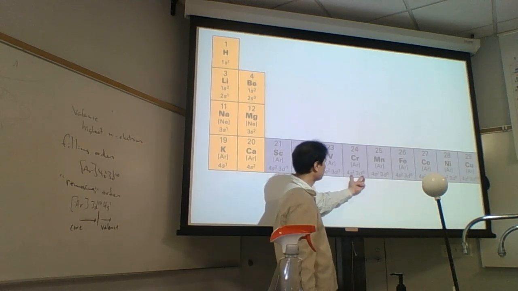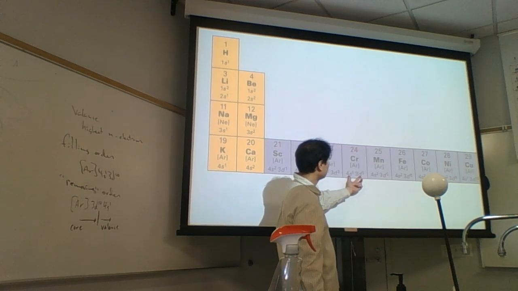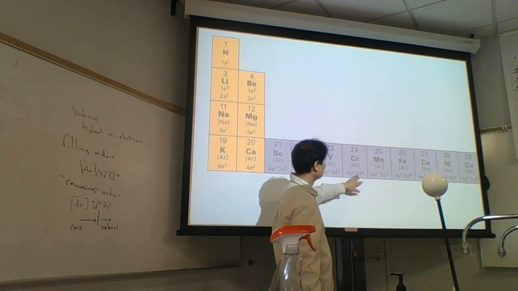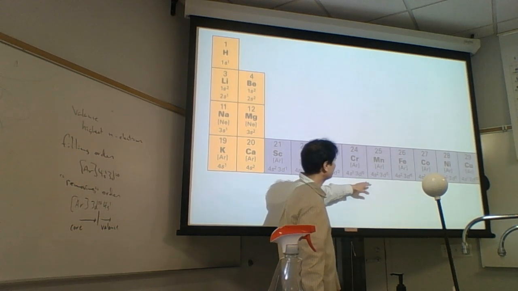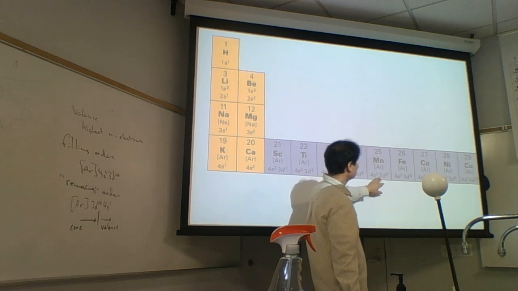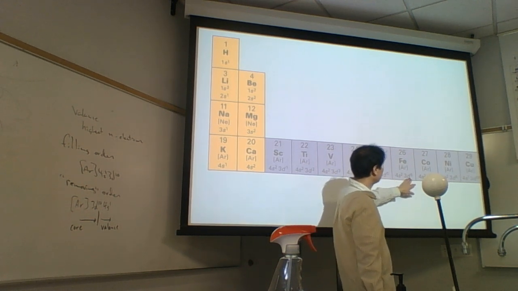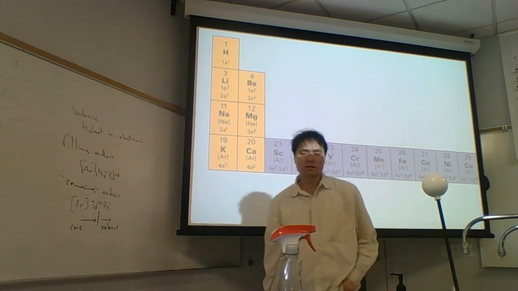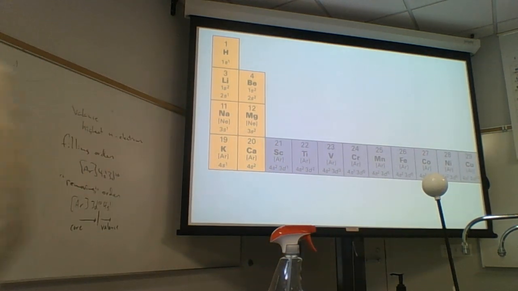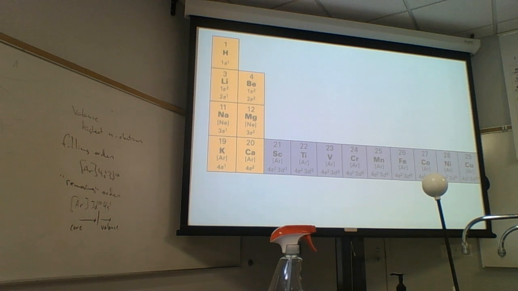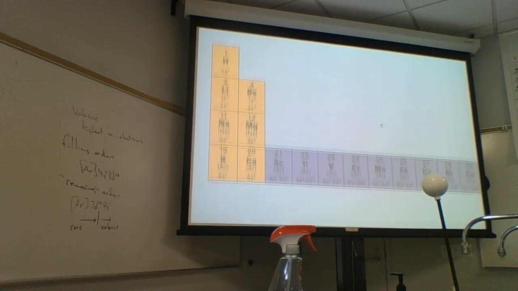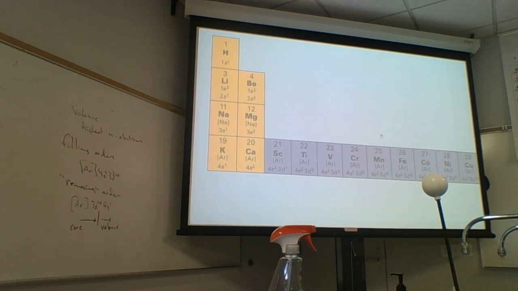Chromium will go up to +6. Manganese will go up to +7. Iron should go up to +8, but it's very hard to lose 8. Very hard. You saw, with manganese and chromium at +6, they become extremely reactive. So it's difficult to go to +8.